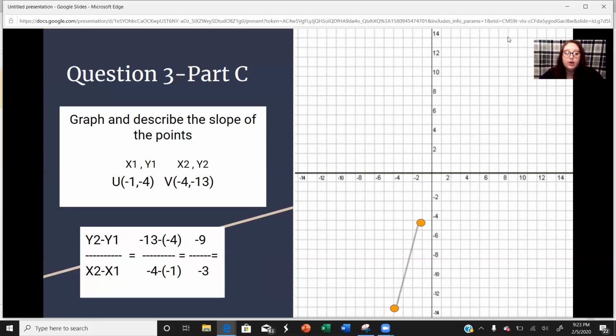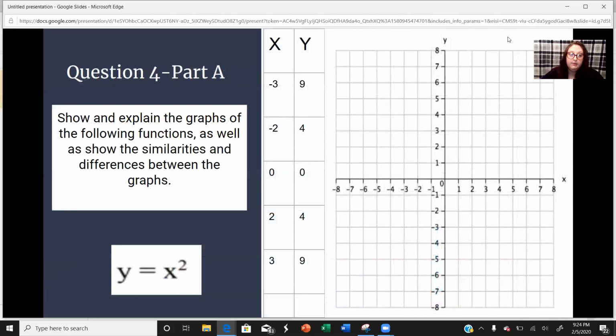So this gives us our slope, which is negative 9 over negative 3. So if we look at the dots, then if we go down 9 because it's a negative, and we go to the left 3 because it's a negative, we should have the same answer, and we do.